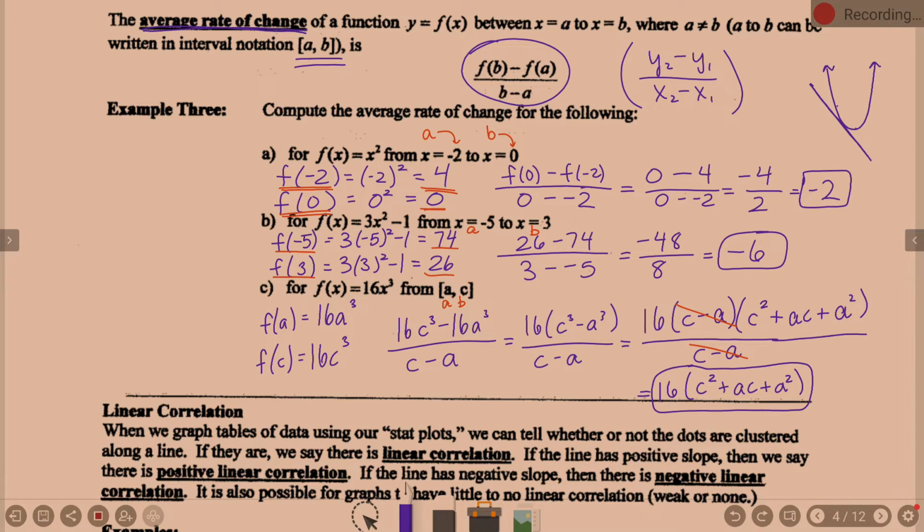That factoring of the sum or difference of perfect cubes does pop up every so often. So that's something we have to work to know how to do. I'll always walk you through it the same way I just walked you through on that one. Okay, so there's your complicated average rate of change example.